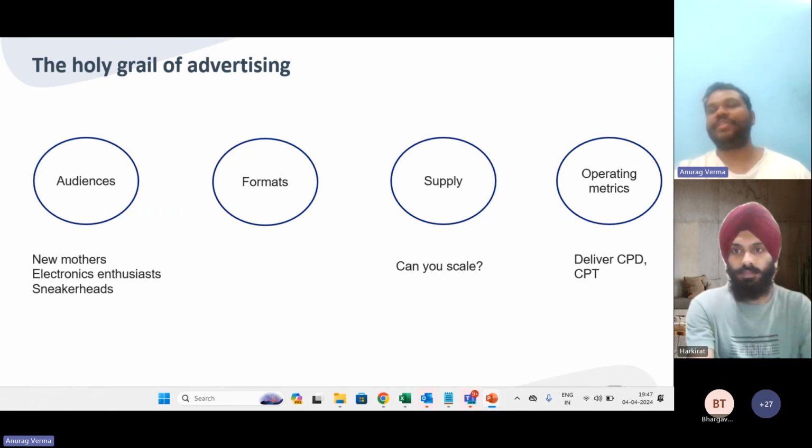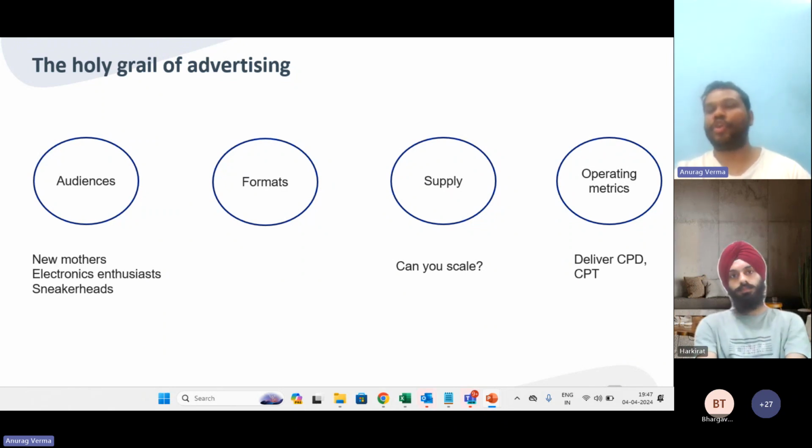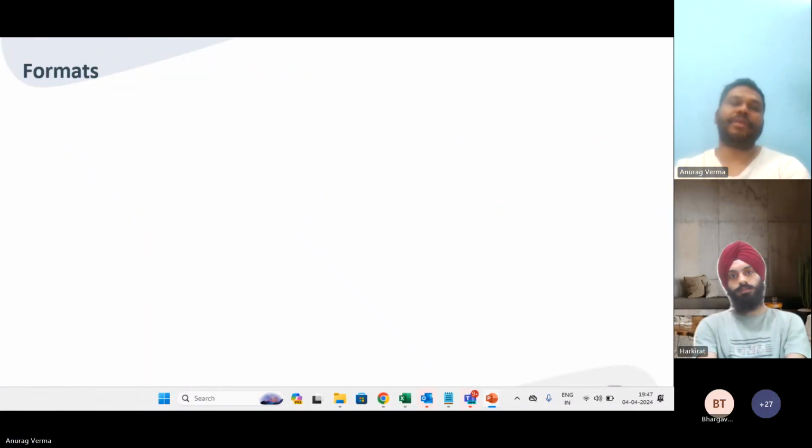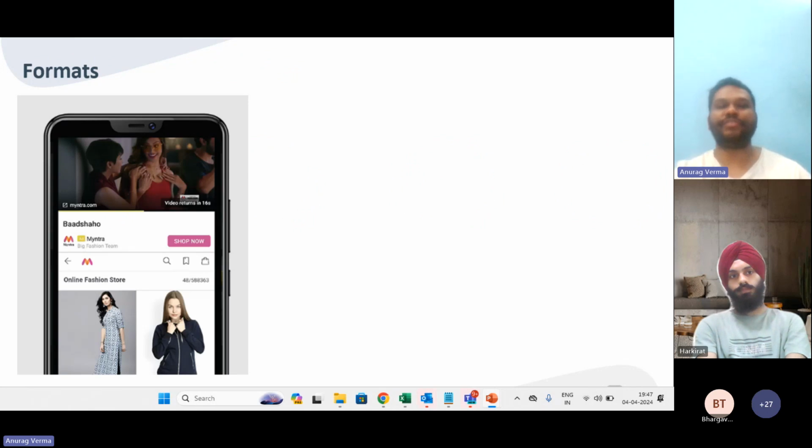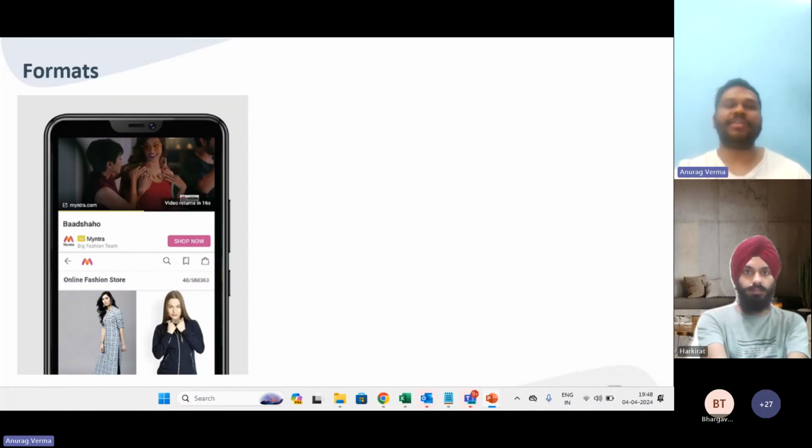So like I said, deliver the commensurate cost per download or cost per transaction that the advertiser is looking for. Right, and just quickly cover the formats. For example, these are some examples of how Hotstar did a fair bit of format innovation. You can see the video ad is playing for Myntra, where there's a brand narrative being showcased, saying that Myntra is a great fashion destination, etc.